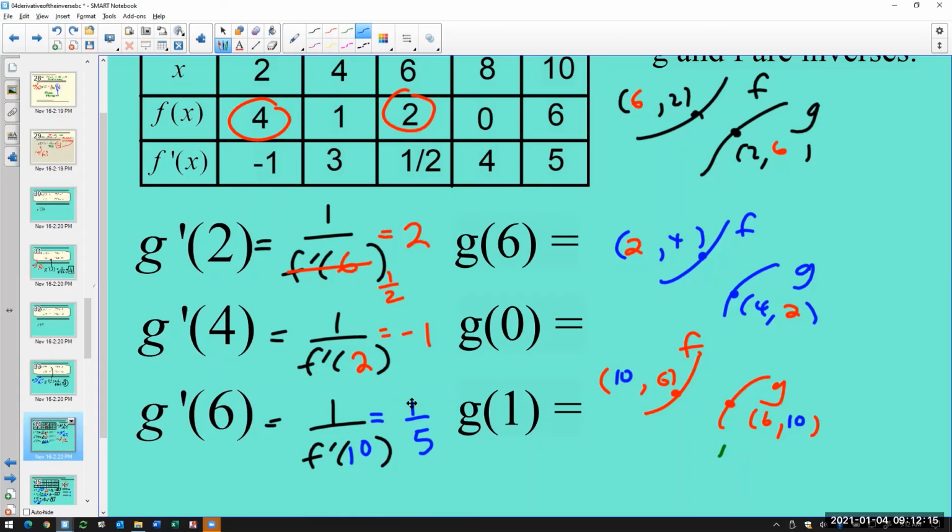Did you get -1 for g prime of 4? Okay, good. You guys should check me on this too. And then g prime of 6, see if you guys can do that. Did I get it right, guys? Did you guys do it? Yes, okay, thank you.